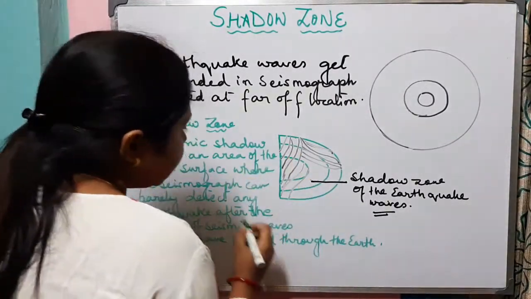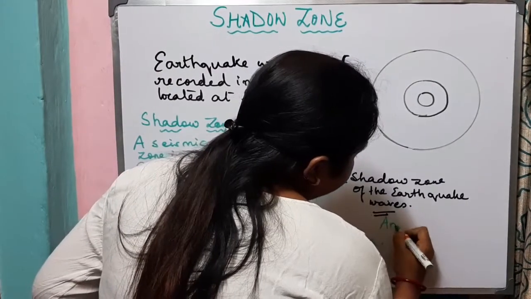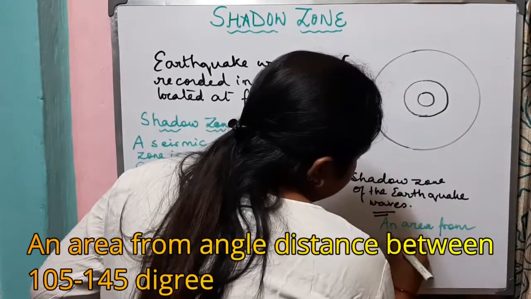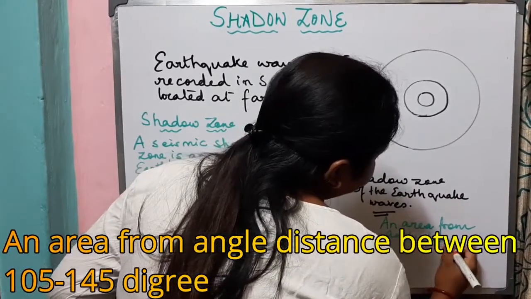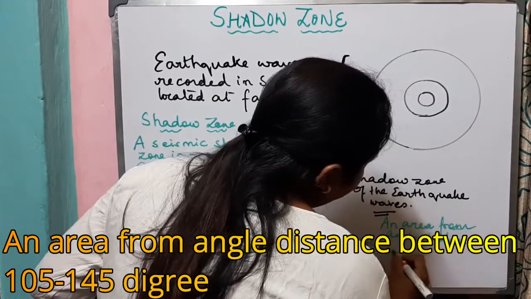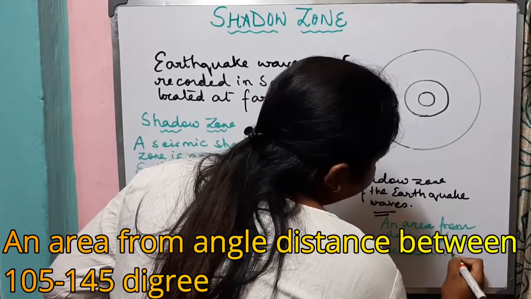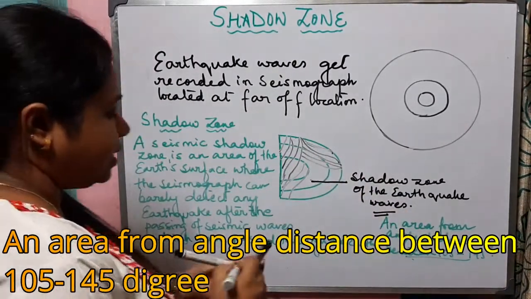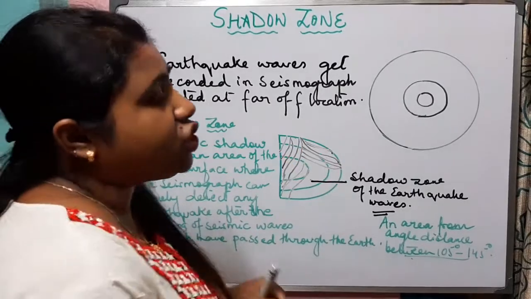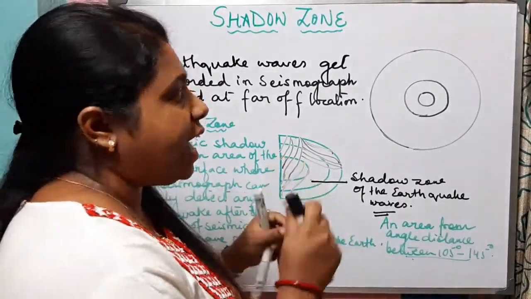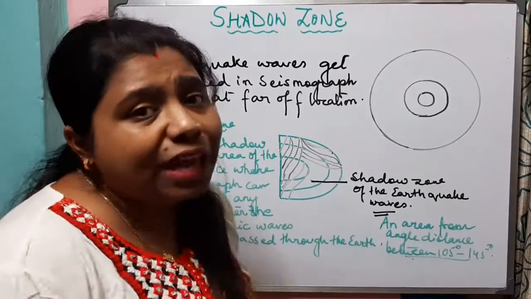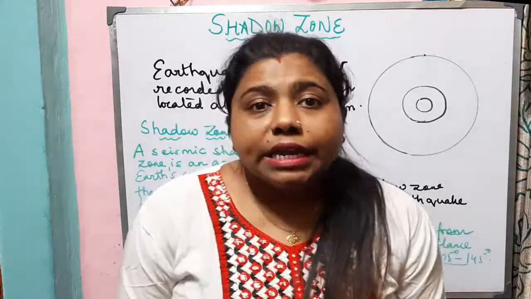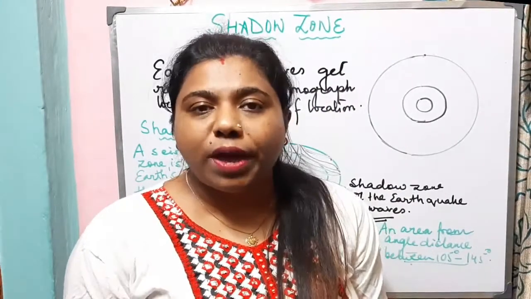We can say that it is an area from angle distance between 105 degree to 145 degree. This is referred to as the shadow zone. Now let us see the shadow zone of P waves and S waves. As we all know, P waves can travel through all medium, solid, liquid and gaseous.